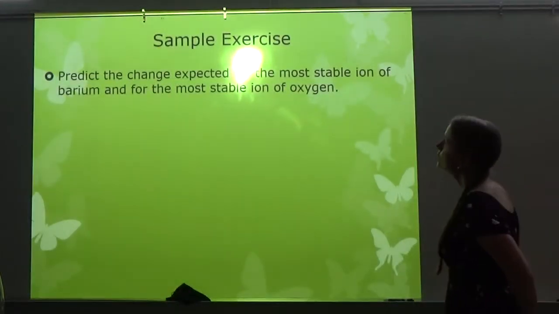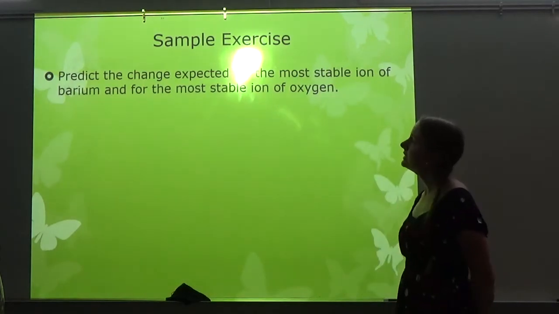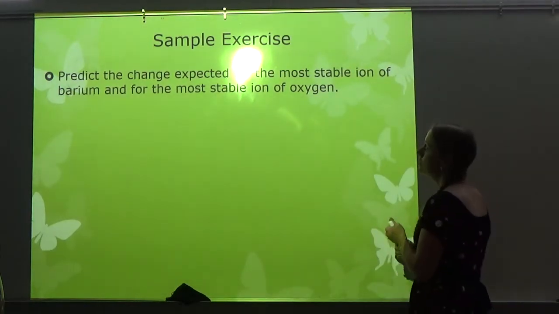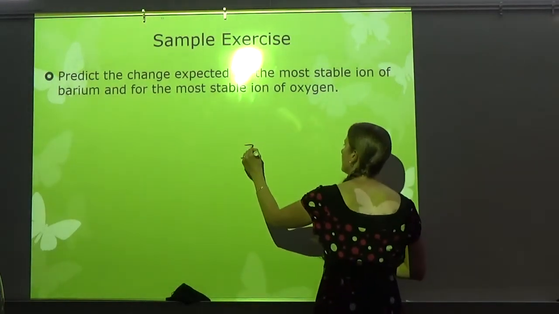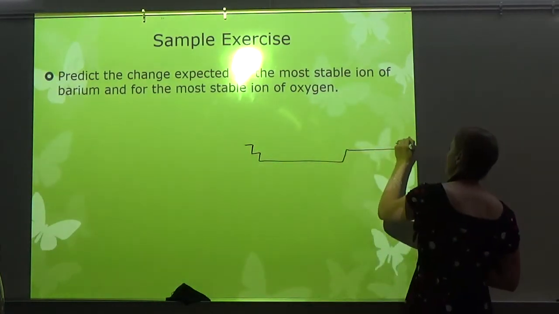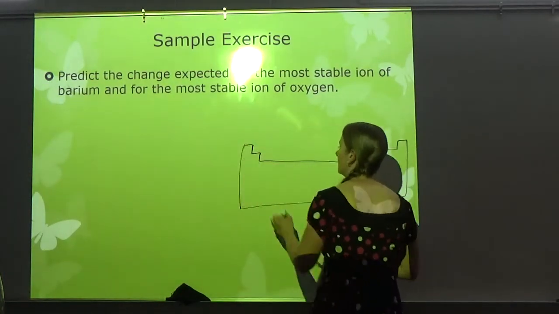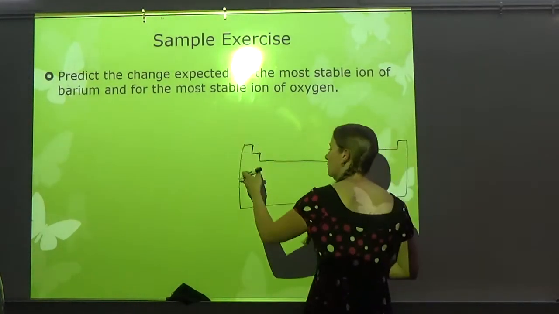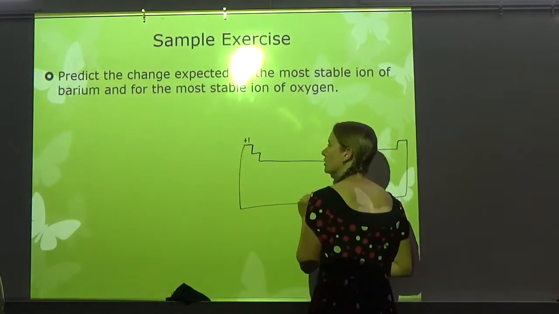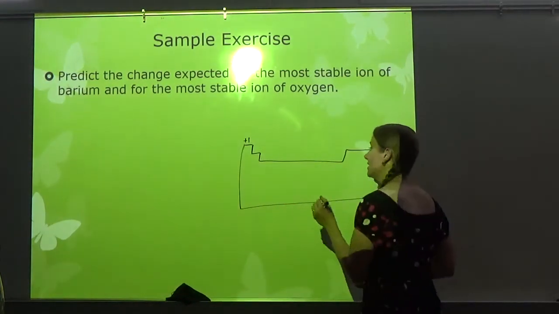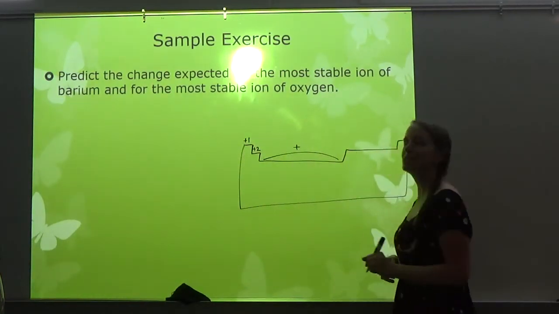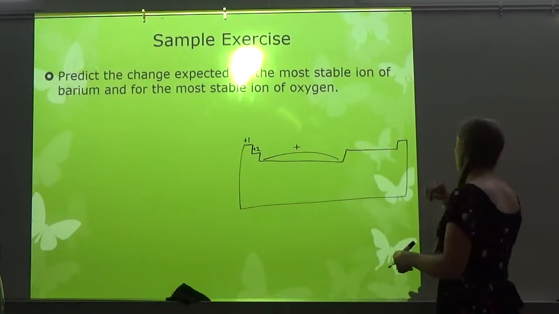So it says predict the charge, oh that should say charge, sorry. Predict the charge expected for the most stable ion of barium and for the most stable ion of oxygen. Okay, so y'all, to do charges, you can just look at the periodic table. Okay, so we talked about charges back in chapter 6. So everything in group 1 tends to have a positive 1 charge because it will lose its 1 valence electron. Everything in group 2 has a positive 2 charge. The transition metals just tend to have different positive charges.